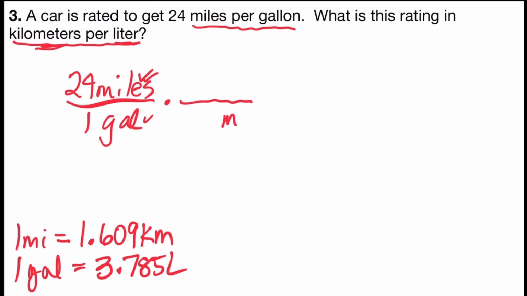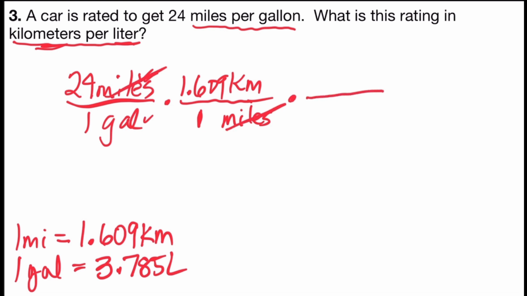So first I'm going to divide out the miles. I'm going to put that in the denominator, and then I want to compare it as a ratio to kilometers. So every 1 mile is the same as 1.609 kilometers, and I can divide out my miles unit. So I have my kilometers in the numerator where I want them.